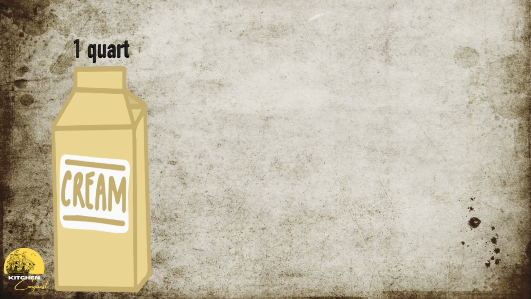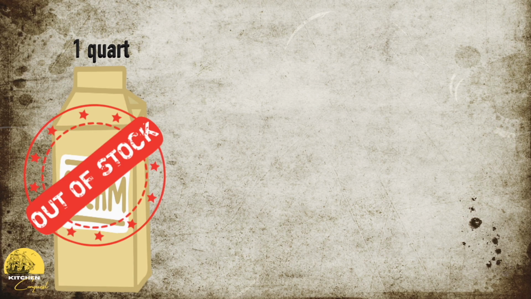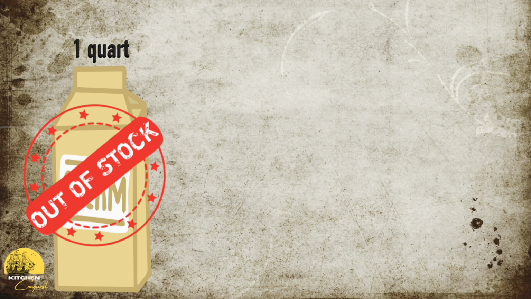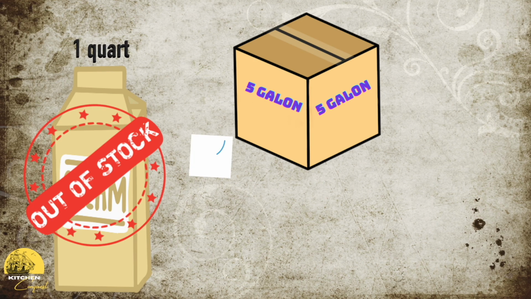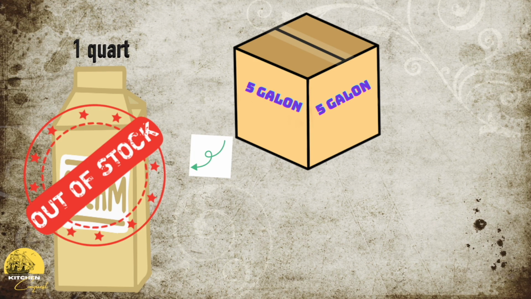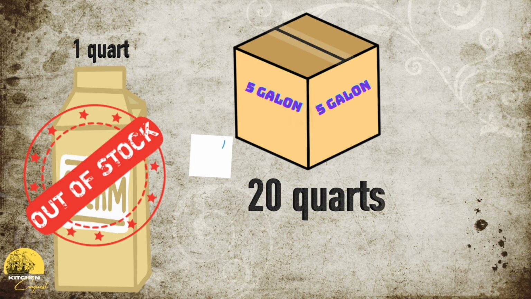Let's say heavy cream comes in 1 quart, but there's a market shortage of heavy cream. So you get a substitute product that gives you 5 gallons. Well, how many quarts are in 5 gallons? There's 4 quarts to a gallon, and if you have 5 gallons, it's going to be 20 quarts. So when you're doing inventory, you know that if you have 5 gallons of heavy cream, you have 20 quarts.